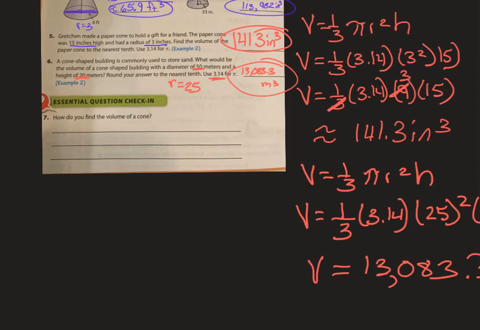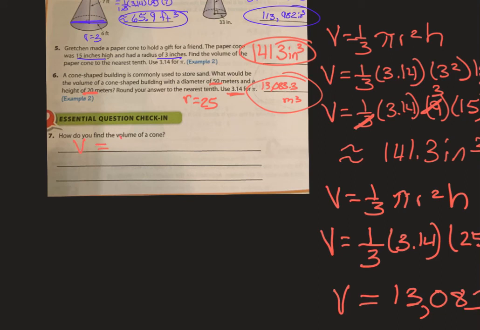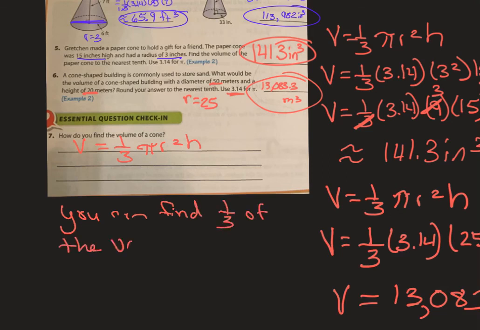And then the last one says, how do you find the volume of the cone? Well, volume is going to equal 1/3 pi r squared times the height. So that's how you find it. You could say you can find 1/3 of the volume of a cylinder that has that same base and same height is how you're doing it. Okay?